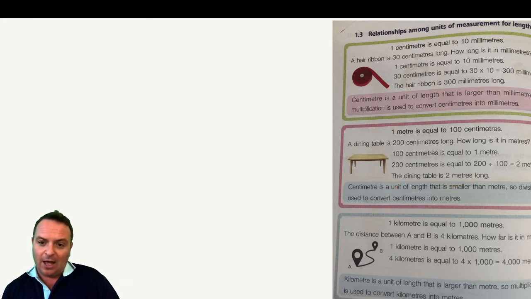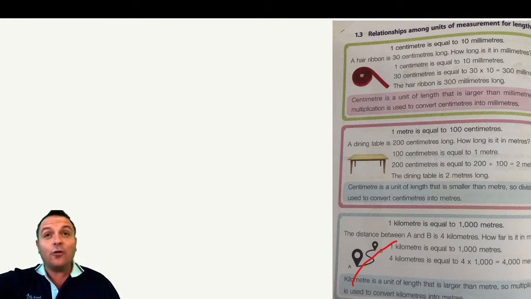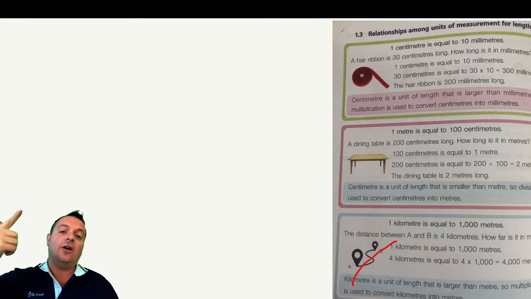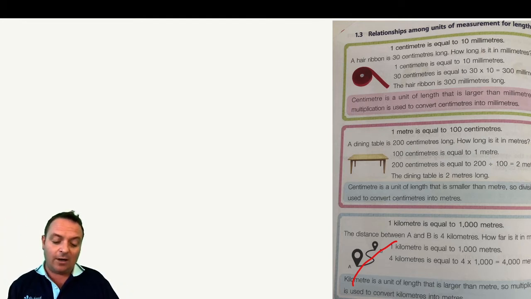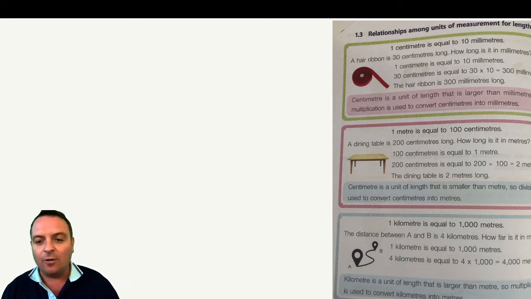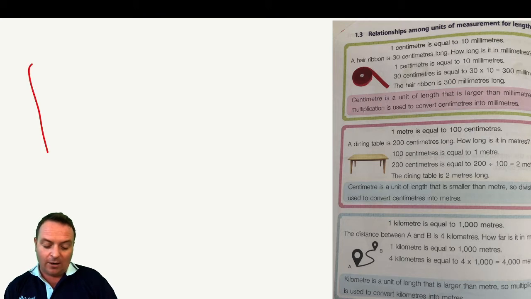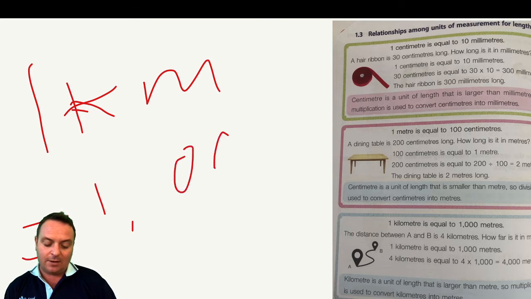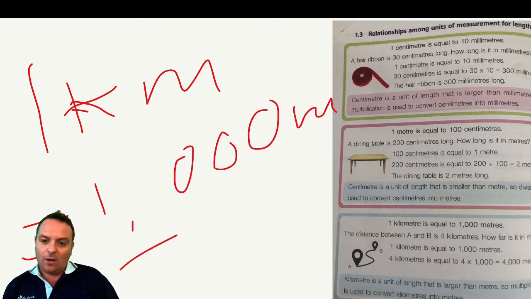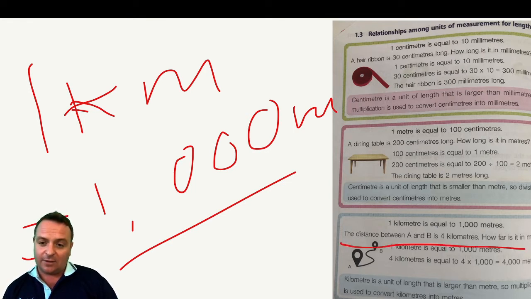Then at the bottom we have a kilometer. Kilometer is a unit of distance. So from Sampanvitia to Big C, that is 1 kilometer. It's how far something is. Now, the distance, 1 kilometer equals 1,000 meters.